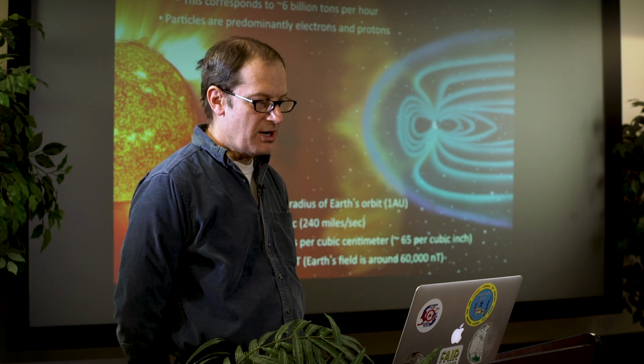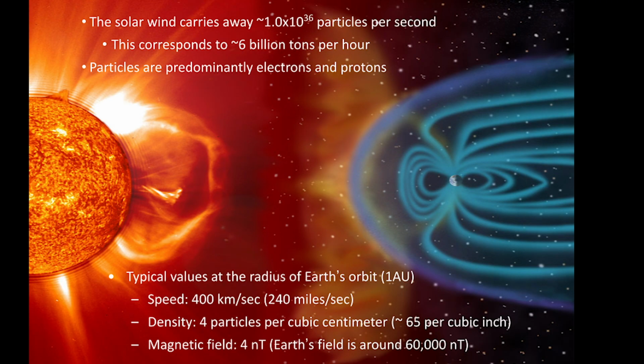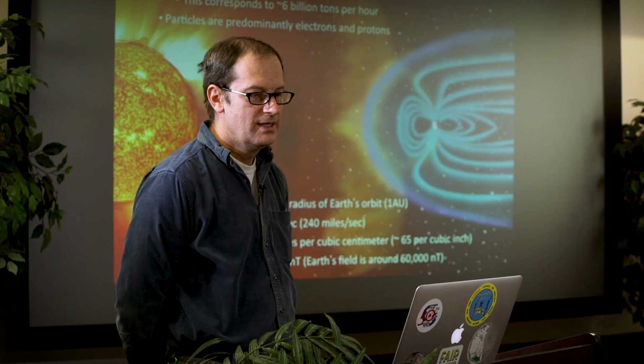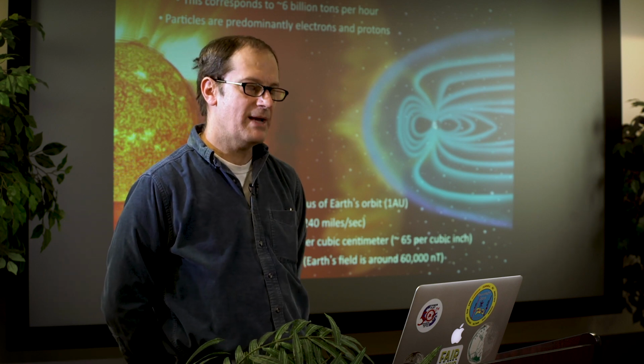And because it's charged particles and there are currents flowing in there, you get magnetic fields associated with it as well. That magnetic field is 4 nanoteslas, which is a pretty useless number unless you know what a nanotesla is. For reference, the Earth's magnetic field is about 60,000 nanoteslas. So it's a very small field compared to the Earth's field, but it's also a very big cloud that's moving past the Earth all the time. And it's always going past.